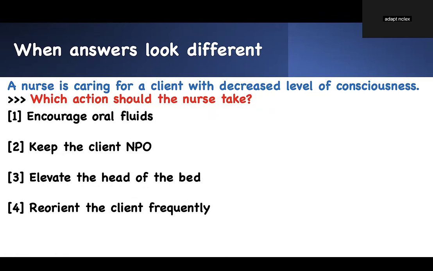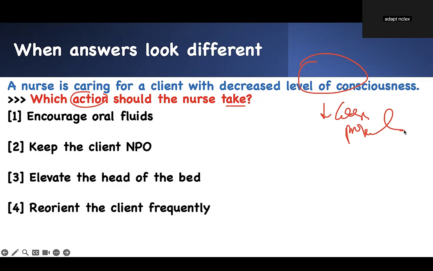Which action should the nurse take? A nurse is caring for a client with decreased level of consciousness. That means the GCS is low. You got to break down the question. You got to spend time, figure out what the question is asking. If you don't spend time trying to figure out what the question is asking, you will not be able to answer it. And that's where you go for the buzzword. And the first buzzword is what? Decreased level of consciousness. Write it on your own. And which action should I take. That means I have a patient with low GCS, and I got to protect my airway. That's number 1. Every time GCS is low, protect the client airway.